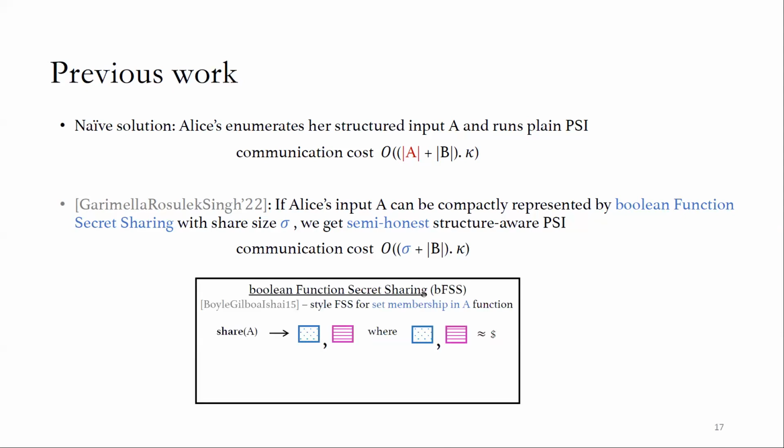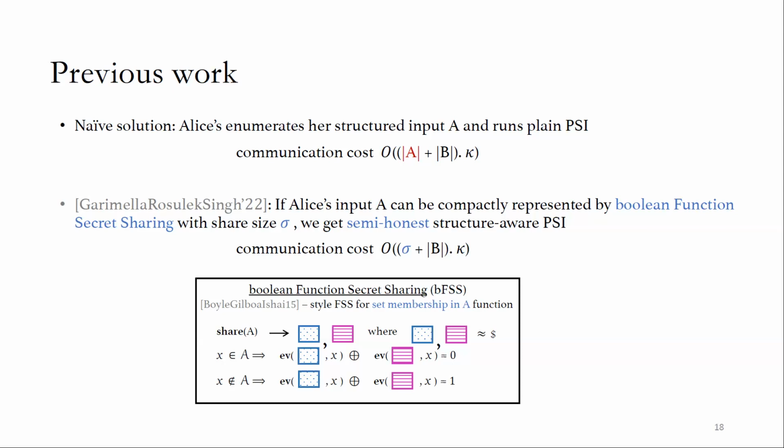So let's recall what a Boolean function secret sharing scheme is. If you have a set A, then you can secret share it so that you learn two shares, the blue share and the pink share. And each of these shares are going to look pseudo-random to you. That's the privacy guarantee. And given these shares, you can evaluate these shares on any point and combine the result. And this result will indicate membership. So if the result is 0, it tells you that your chosen point lies within the special set A, and otherwise, if the result is 1, then it's outside the special set A.